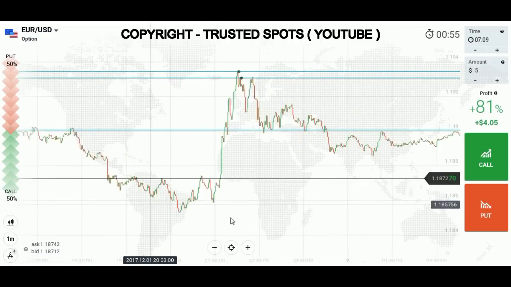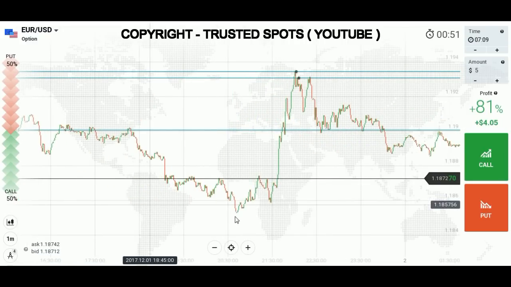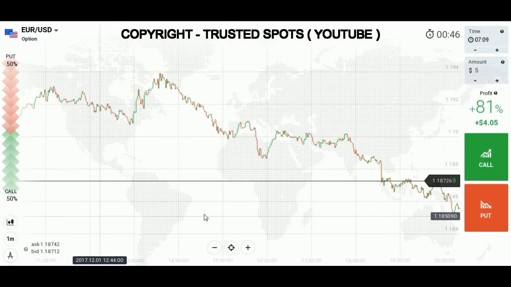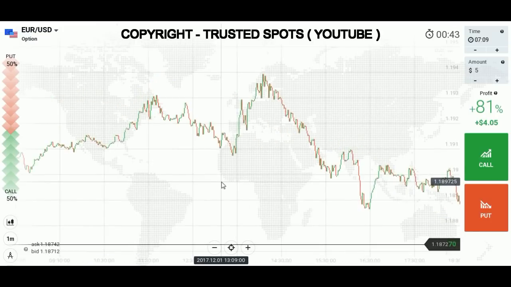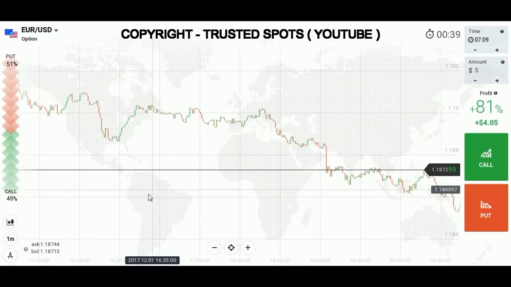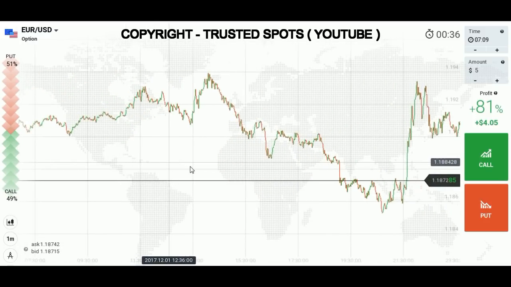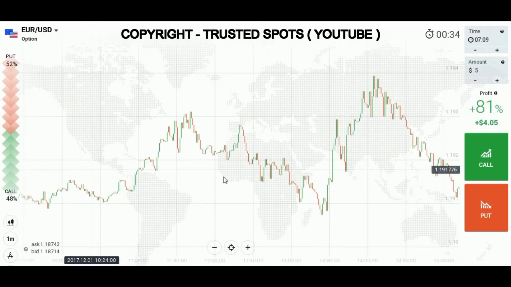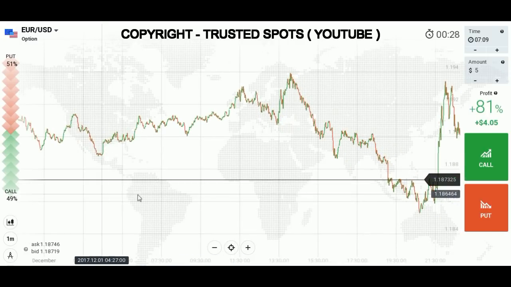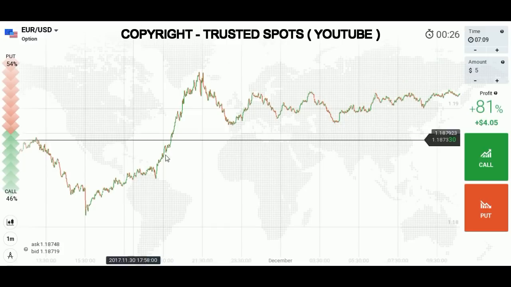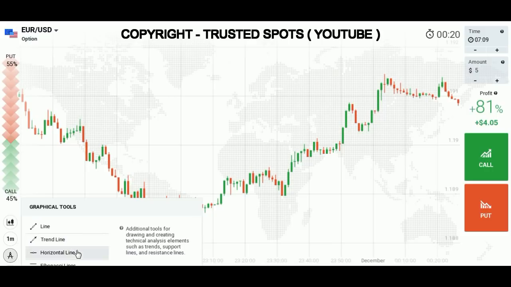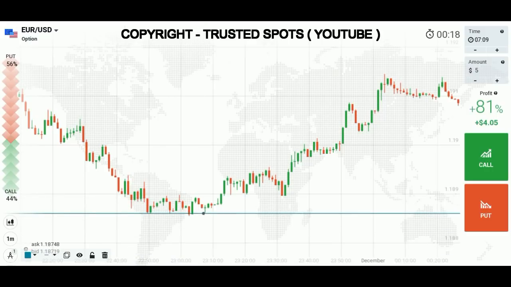So now let me go one by one on each and every kind of SNR. The most popular and the strongest SNR, which I believe is the extreme SNR. By extreme SNR, I mean the levels which are made very extreme to the chart. So let me take the same example. For this chart, this level is an extreme SNR.